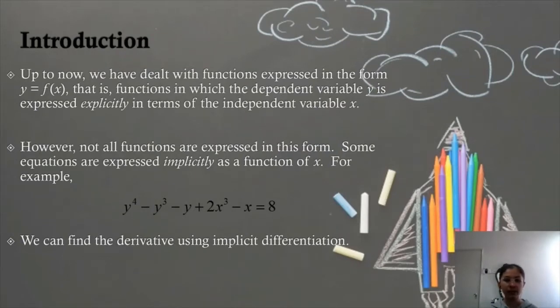For example, y to the power of 4 minus y to the power of 3 minus y plus 2x to the power of 3 minus x equals 8. We can find the derivative using implicit differentiation.